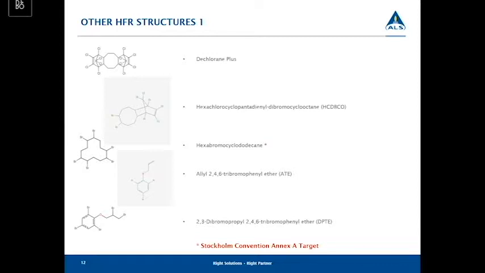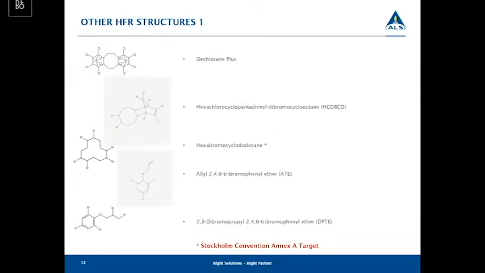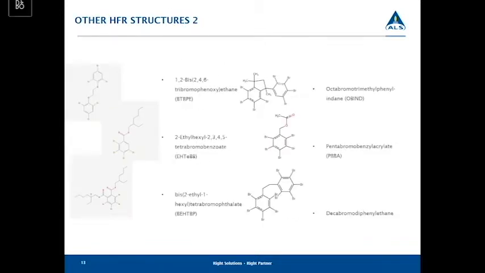You'll see in this slide an example of a number of chlorines, the Dechlorane Plus. You've also got one that has both chlorines and bromines. There are a lot of others, three more on this slide and on the next slide, all with bromines on them, with different structures. You'll note the hexabromocyclododecane is also on the Stockholm Convention Annex A target list. Again, I remind you that it takes a long time for things to get the notoriety of making it to the Stockholm Convention, maybe 10, even 20 years.